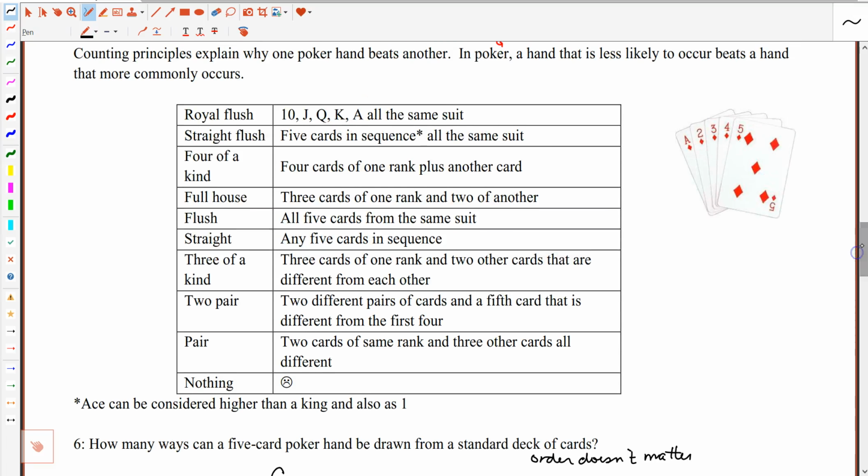So I'm going to go ahead and record that up here. There were, for the full house, 3,744 ways to do that.